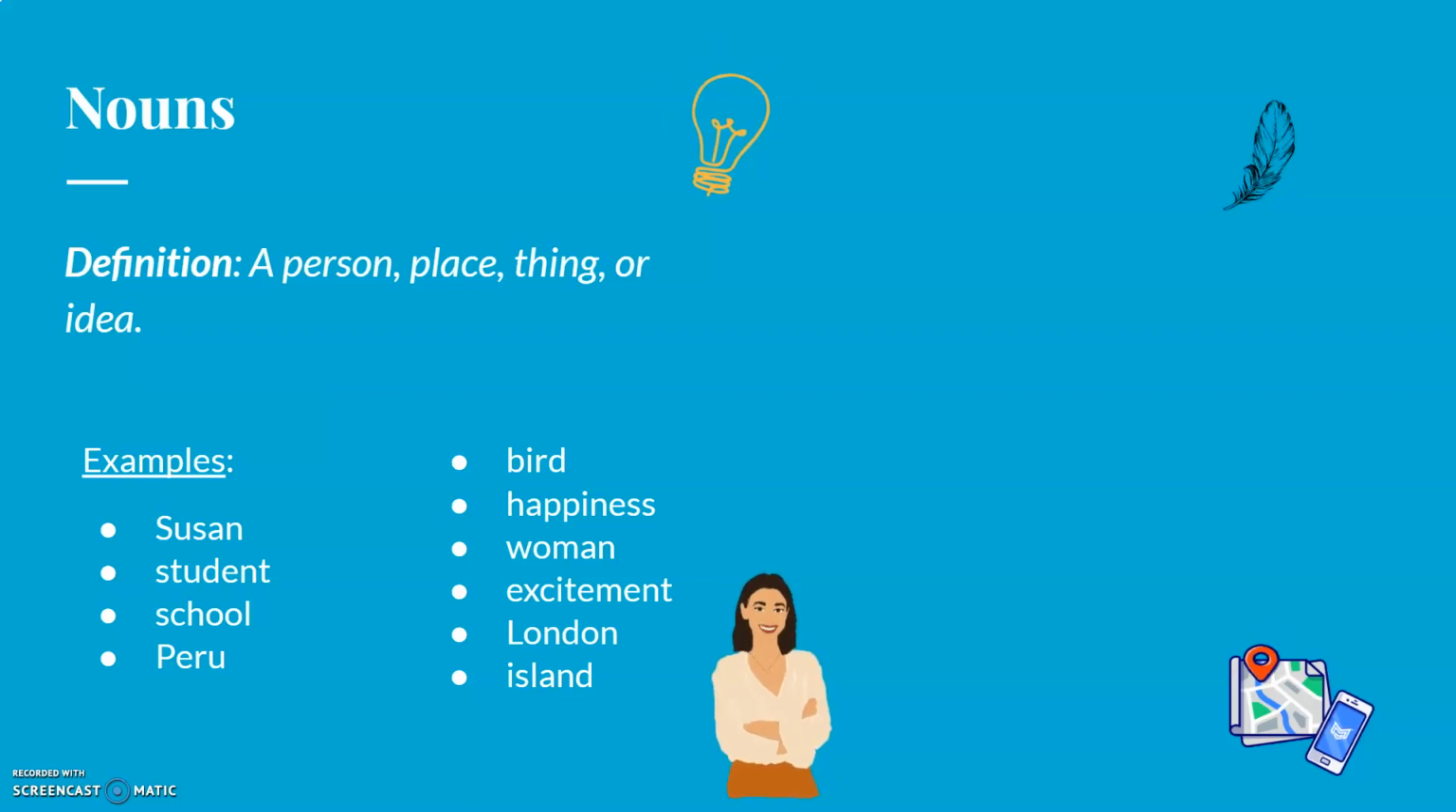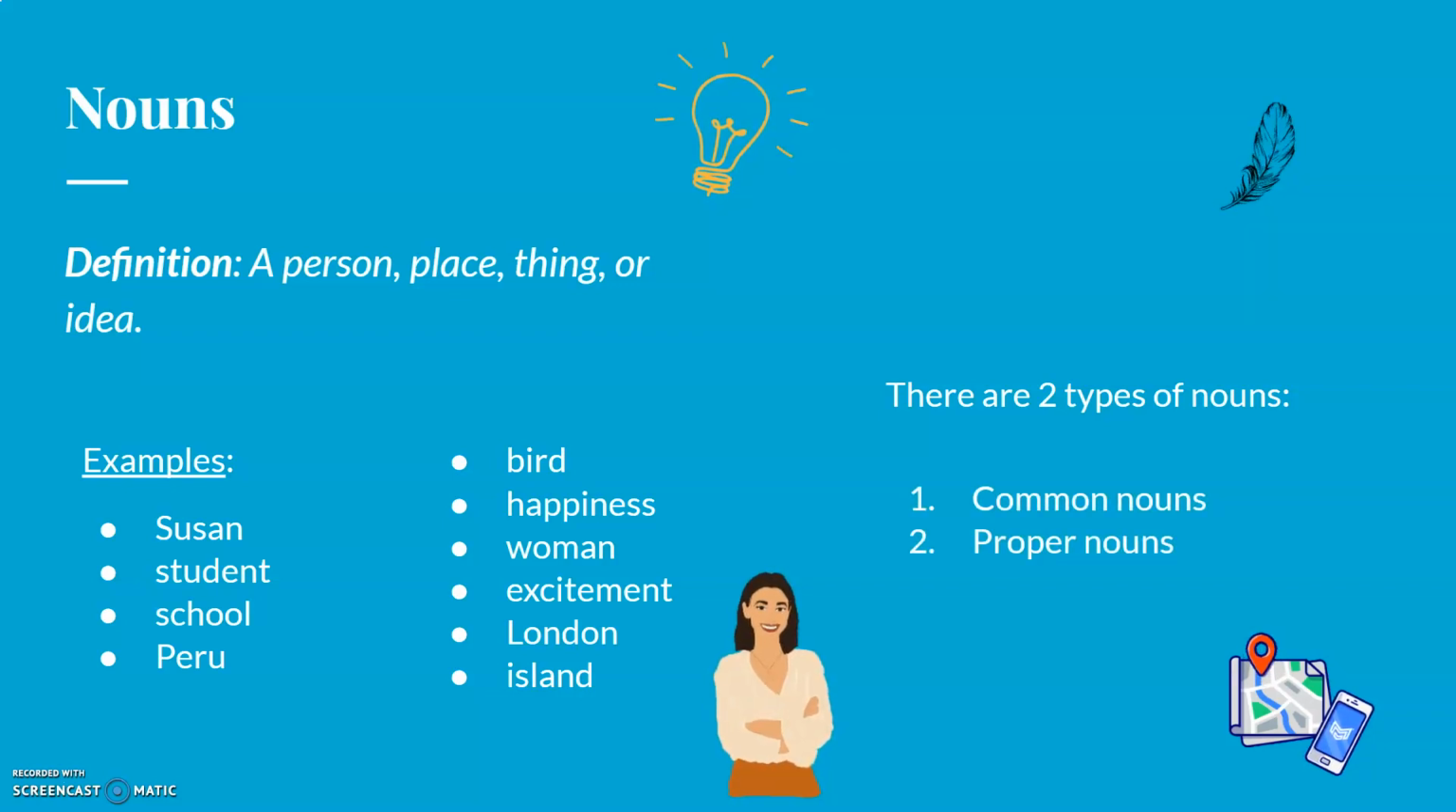Now, there are two types of nouns. That's right, common nouns and proper nouns. So you will notice that some of these nouns are capitalized. Susan, Peru, London, which makes them proper nouns.